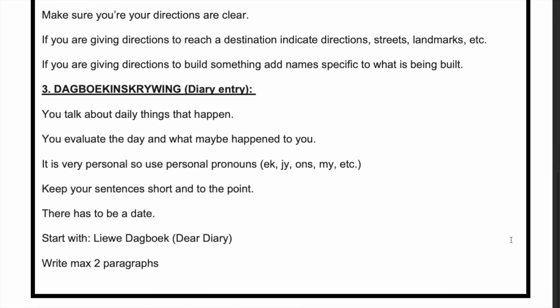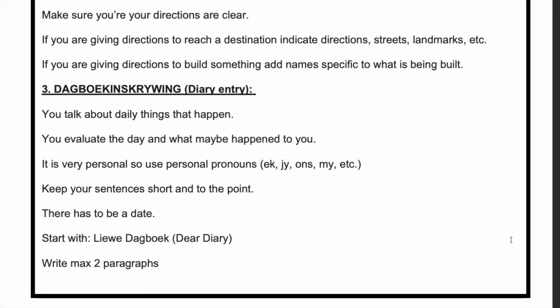Then a dagboek inskrywing, a diary entry. You talk about daily things that happen. You evaluate the day and what maybe happened to you. It is very personal, so use personal pronouns. Ek, jy, ons, my. You do not need to describe to your diary who the people are, okay? You would say ek. You don't need to say ek Susan, because it's your diary, okay?